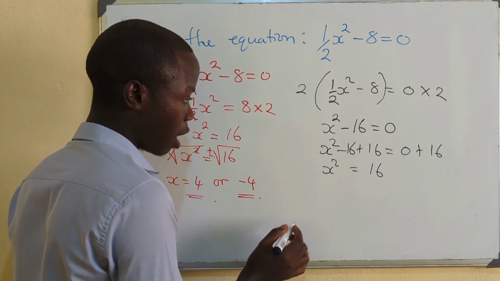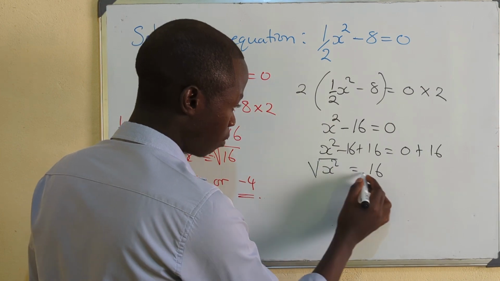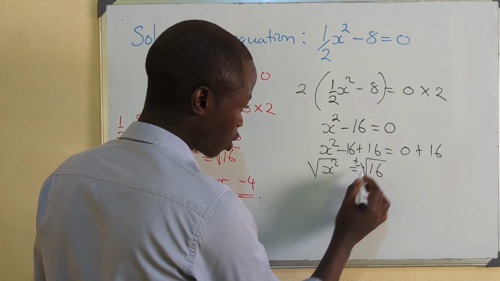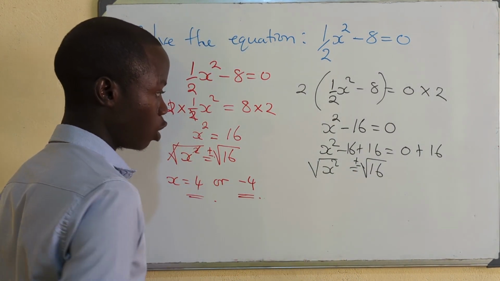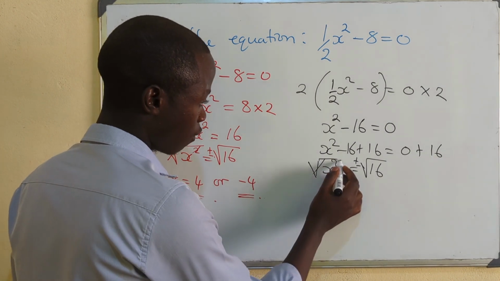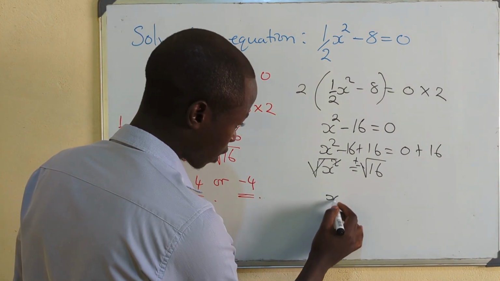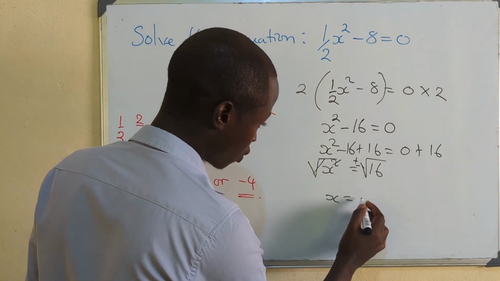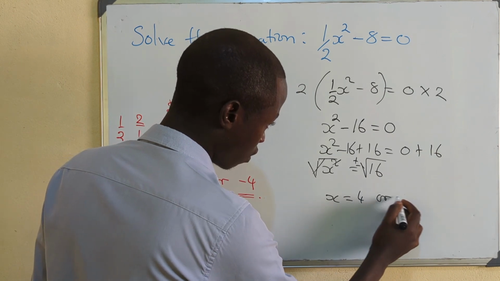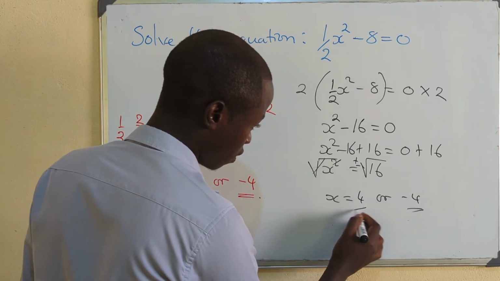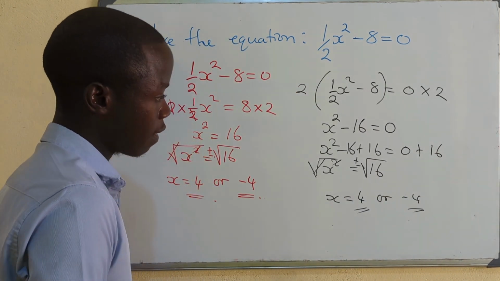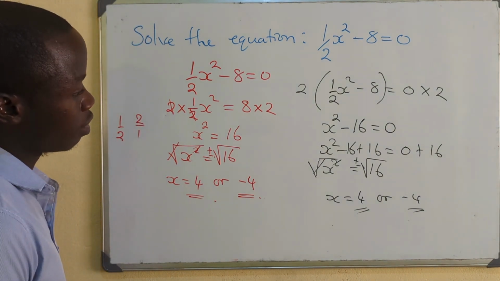To eliminate this power, we square root both sides and introduce plus or minus to have two solutions. x therefore is equal to the square root of 16, which is 4 or negative 4. So these are the values of x.